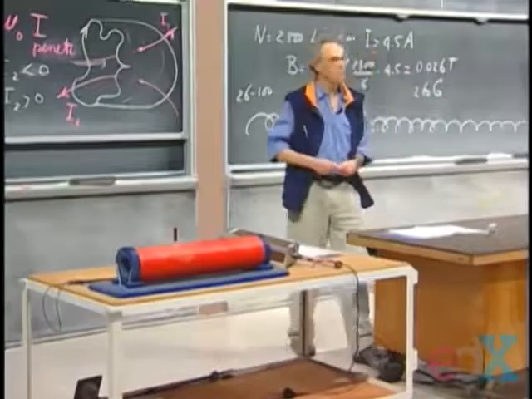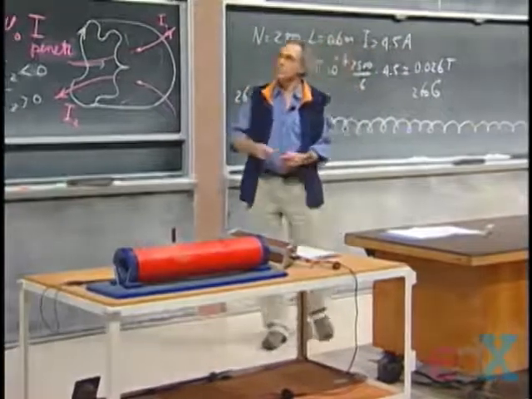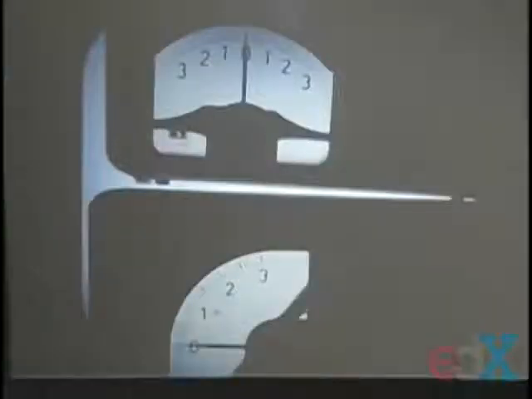And the maximum current that you see there at the 3 would be 6 amperes. And the upper one is calibrated in such a way that if it is full scale, you would have 300 Gauss. So 3 is 300 Gauss.